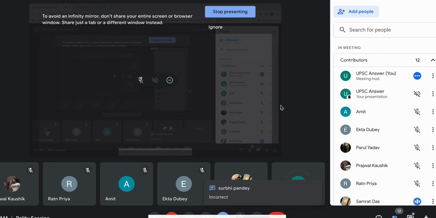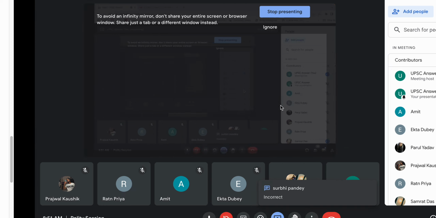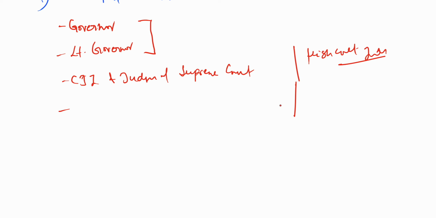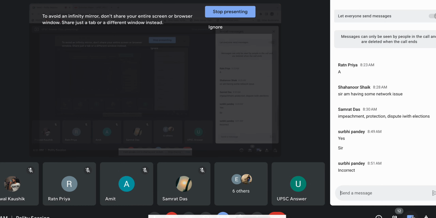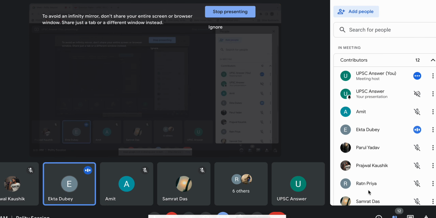Amit, sorry, could you please repeat once? The question is, the chief justice of a high court is appointed by the governor of a state. Is this statement correct or incorrect? Amit: Incorrect. Ekta: So I'm getting confused. No, you just say yes or no, don't get confused. I think yes. Okay.